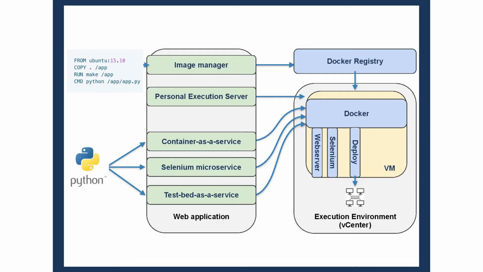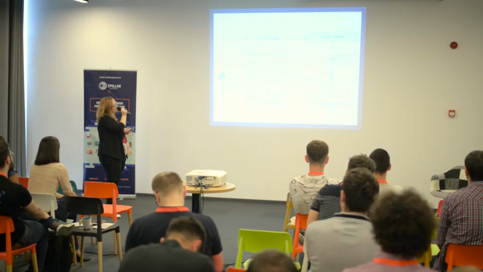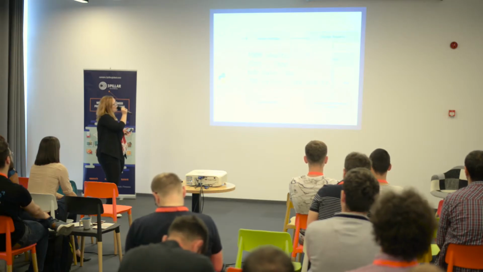Here you can see the draft of how we implemented this concept for our use case. We have the web application through which users can go and access all of these services. And the first main service is the image manager. Through the use of image manager, automation engineers can easily customize their Docker images with the desired environment that they want. Here you have an example of a Docker image.